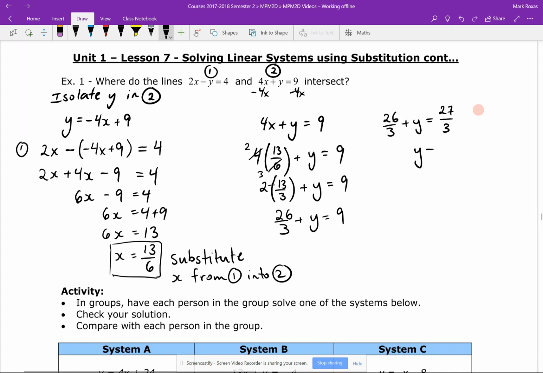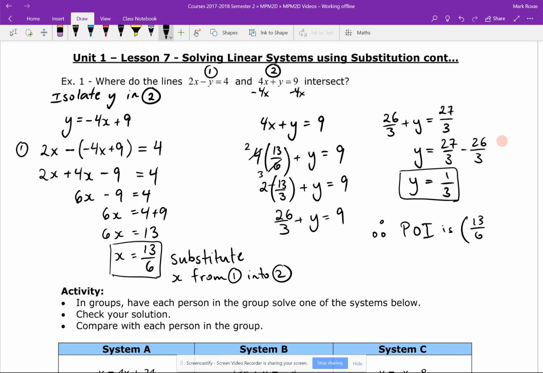So if I keep y on the left side, I'd have 27 over 3 on the right side. Subtract both sides of the equation by 26 over 3, so minus 26 over 3. And so there I now have y isolated, and I have my two fractions I can subtract because they have the same denominator. When I subtract the numerators, 27 minus 26 is 1 over 3. So y equals 1 over 3. And there's your y value. And so your point of intersection, or your solution, is x comes first, so 13 over 6, and then y, which is 1 over 3. And there you go.